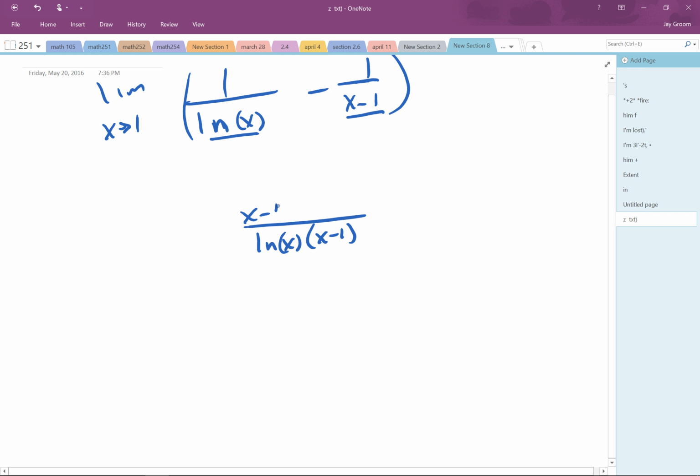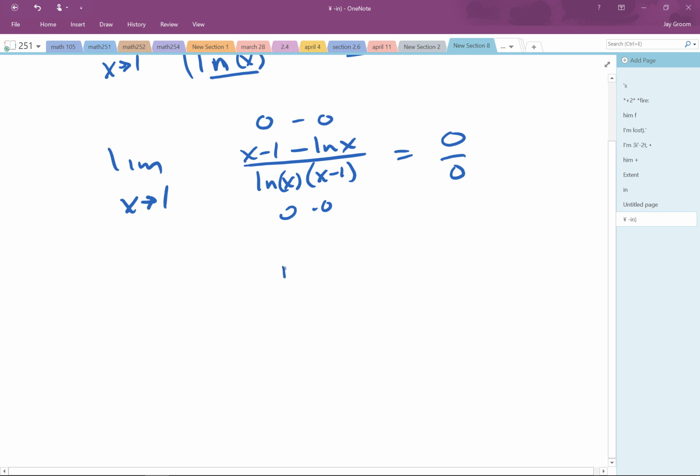And if you cross multiply, you're going to get x minus 1 minus the ln of x. Now, it might be of the form, you know, we have a problem. So 1 minus 1 is 0, so no big deal there. Minus the ln of 1, which is also 0, so we've got 0 in the numerator. The ln of 1 is 0, times 0 is 0, so, oh boy, that's a problem. So let's take derivatives. That's going to be 1 minus 1 over x. The bottom is going to require us to do a product rule, so 1 over x times x minus 1 plus 1 times ln of x.